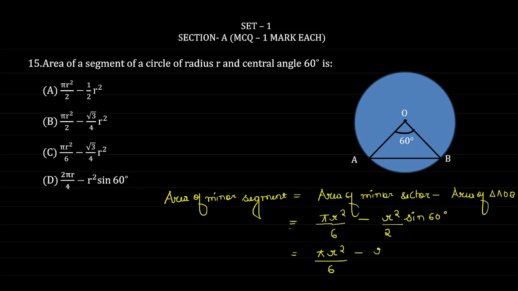Let's try to calculate the answer with this formula also, where r is the radius here. So this is r square by 2 and sine 60 degrees is equal to root 3 by 2. Okay. So are we getting the same answer? Yes. The answer is pi r square by 6 minus root 3 by 4 r square. So still we are getting the same answer. Okay. All right. So yes, in this video we have solved questions number 11 to 15.